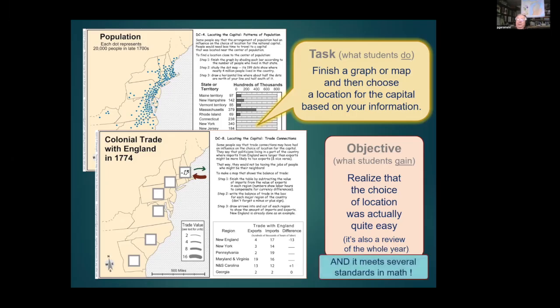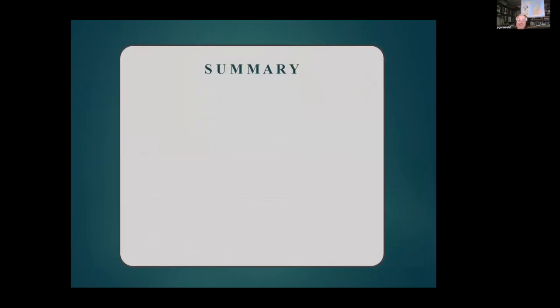In other words, this winds up being a review of the whole year, and it meets several standards in math. So it gives you a good argument to get a few more minutes, saying you're going to be meeting some math objectives anyway, so why don't we do a little bit more social studies this week? And we'll do these graphing activities. So that's my suite of activities.